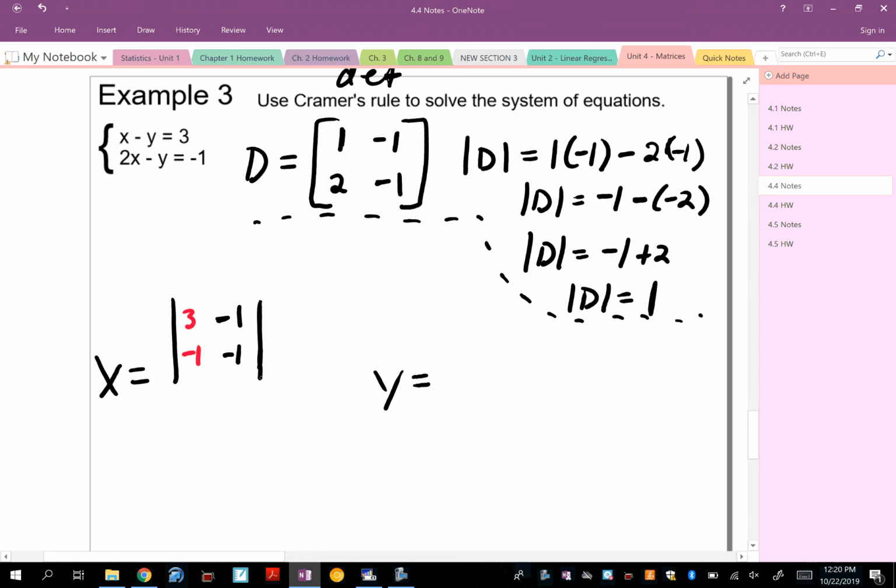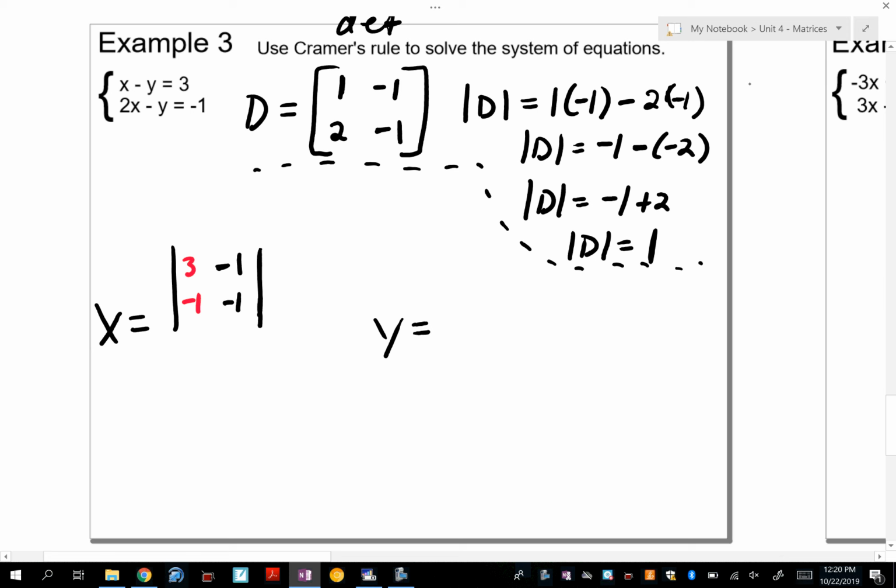So all I did was I copied and pasted this right here. I pasted it there, but I took out this first column because I'm solving for x, and those numbers come from x. And I replaced them with the numbers that are after the equal sign, the constants. I'm going to do it again with y. Yes, the first column came from x, 1 and 2.